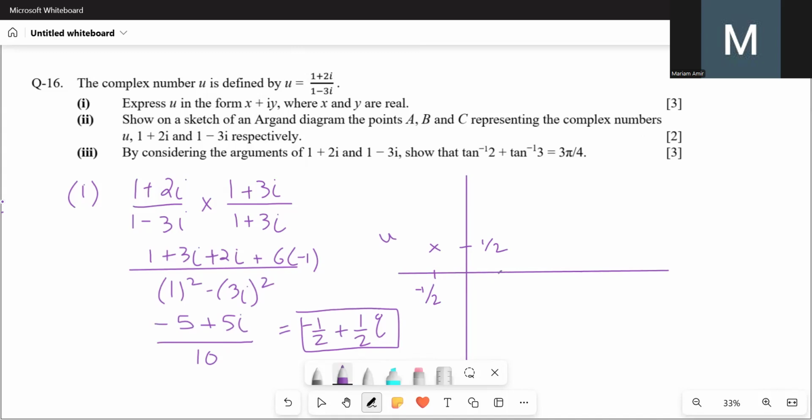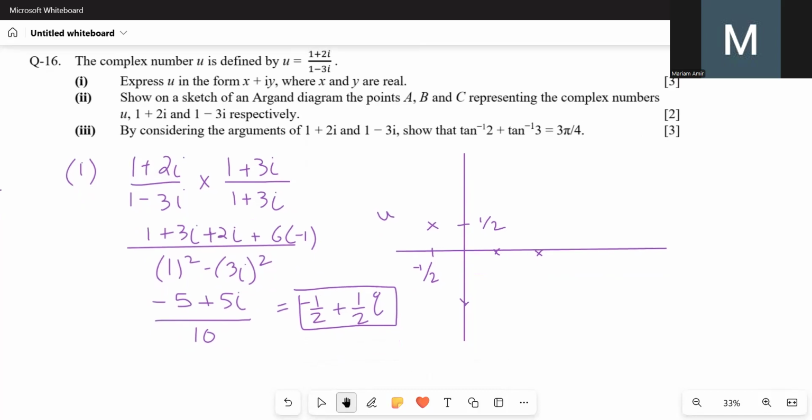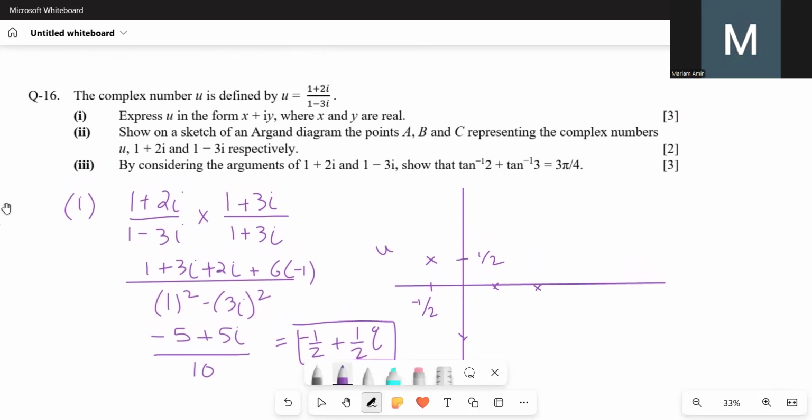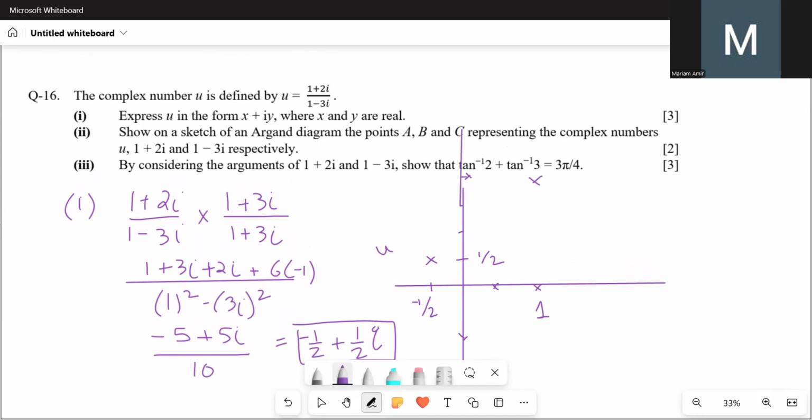So if that was half, this would be 1, and then this would be negative 1, and we need plus 2. So 1, 1.5, and 2. Roughly 2 would be here. So this is the point which is 1, comma 2 iota. This would be 2. And this is 1. And by the way, this is iota y axis and this is x axis.